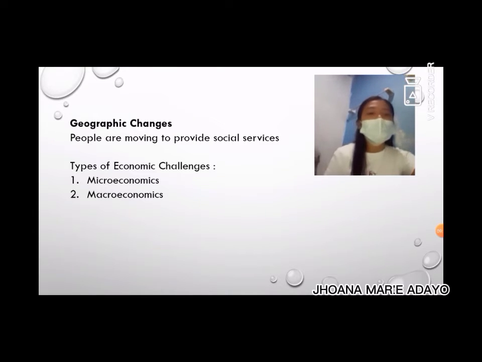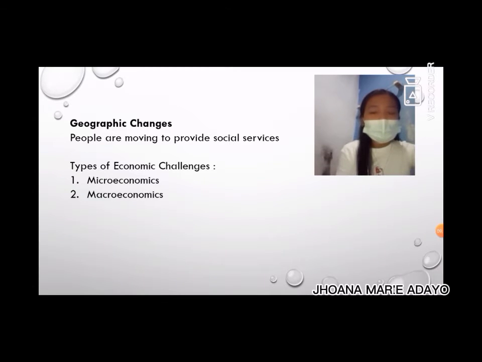Types of economic challenges. So, familiar naman kayo ani para sa duha, which is the microeconomics and macroeconomics. In microeconomics, it refers to the forces that are close to the company and affect its ability to serve its customer. It includes here the company itself. So, naa siya sulod sa company. Marketing intermediaries, customer markets, competitors, and publics.